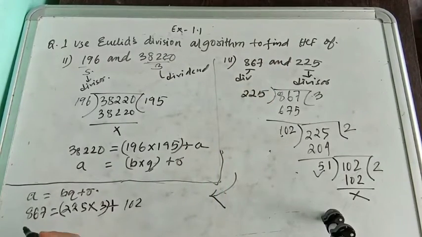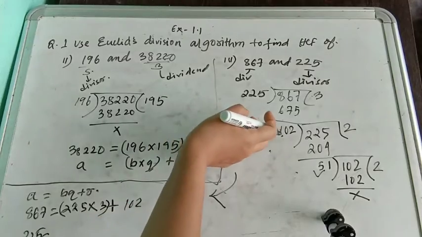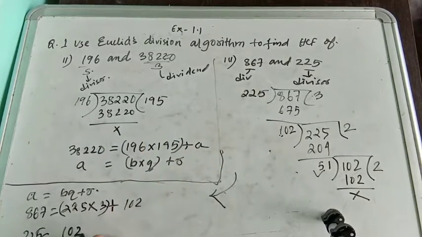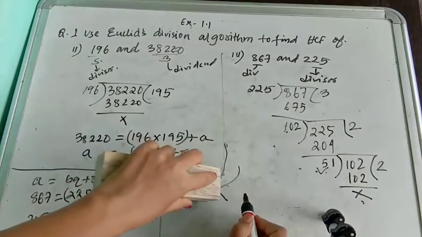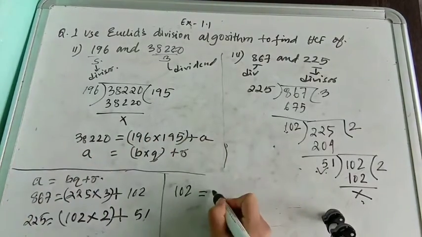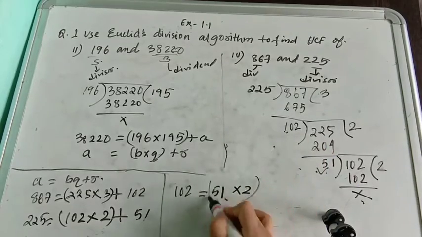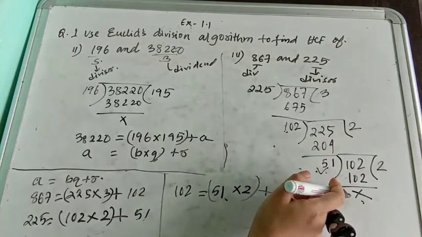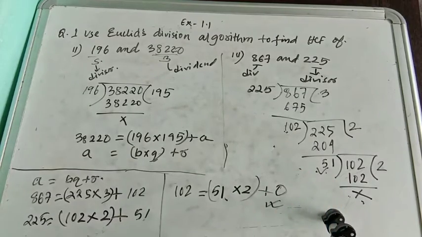In the next line, we will write 225 as the dividend and the divisor is 102 into 2 plus the remainder here, 51. The next line we will write 102, which is the dividend, equal to 51 into 2 plus the remainder. The remainder here is 0. Since the remainder is 0, we don't need to continue it further, and this is your answer.